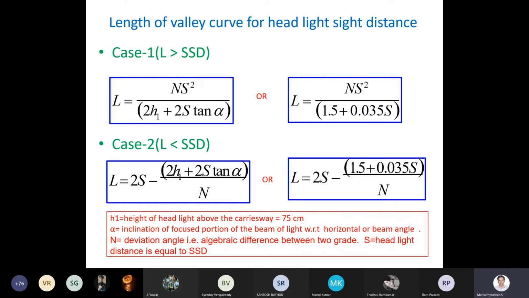The second important parameter is the headlight distance. Since the vehicle is going down and coming up, the length of the valley curve ultimately depends upon the headlight distance, how much it is covering, which impacts the sight distance of the driver. For the headlight sight distance, we know that it is nothing but the stopping sight distance. We have already seen one problem. What is the equation for the ISD? What is the equation for the SSD?